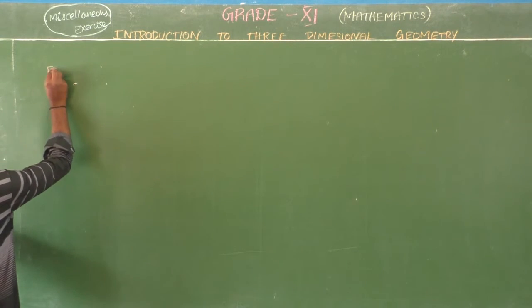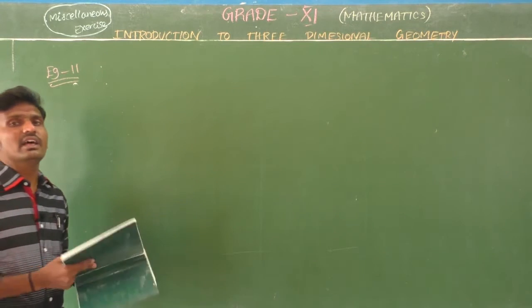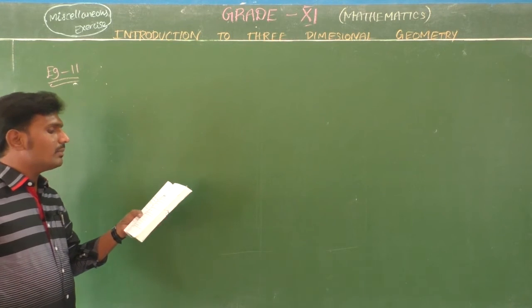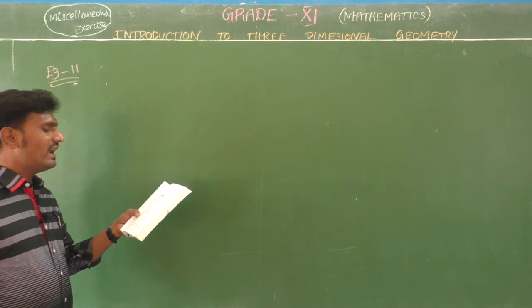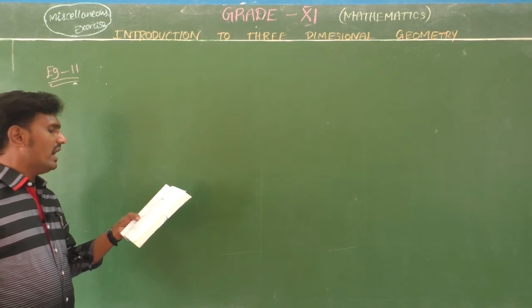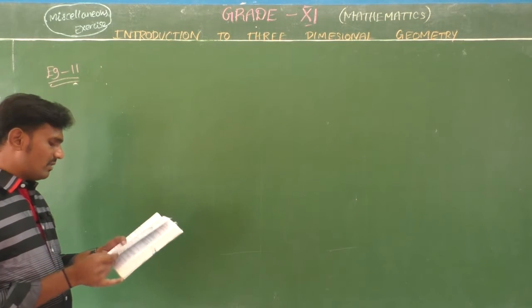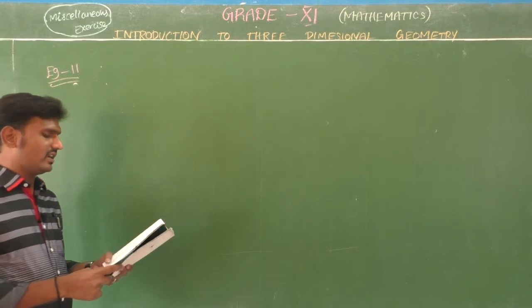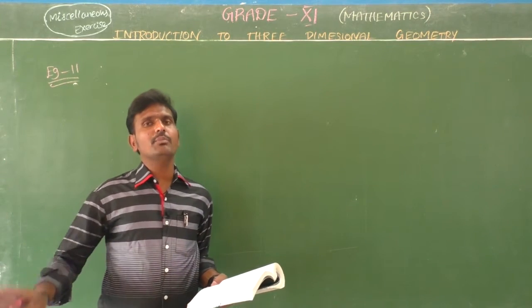Now the first question I am going to give you is example 11. Show that the points A (1, 2, 3), B (-1, -2, -1), C (2, 3, 2) and D (4, 7, 6) are the vertices of the parallelogram ABCD, but it is not a rectangle. So we want to prove that it is a parallelogram, but it will not be a rectangle.